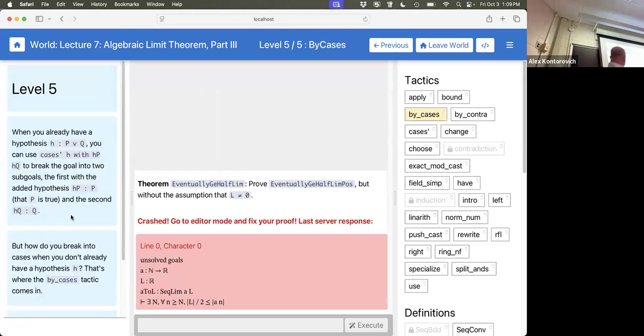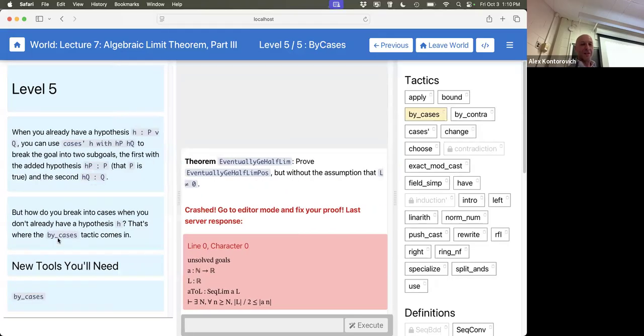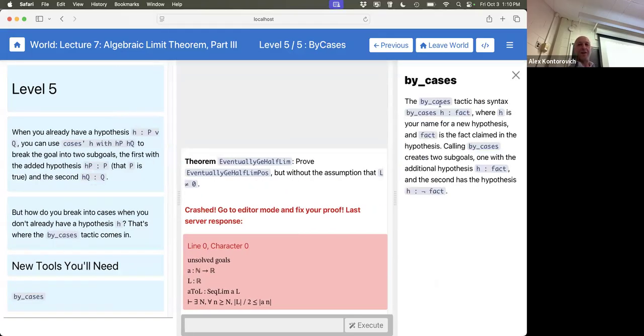I have to teach you a new thing. We already know that if you already have a hypothesis H, which is P or Q, then you write cases' H with HP, HQ. What if you want to break into cases, but you don't already have a hypothesis to play with? That's called, where is it, by_cases right here. I guess it crashed already. So the by_cases tactic, the syntax for by_cases is by_cases, you give your favorite name for a fact, and then you state what that fact is.